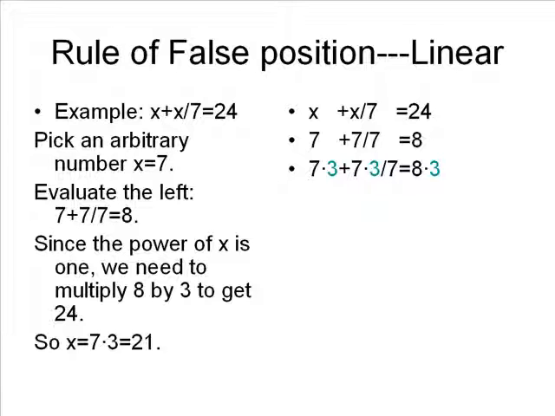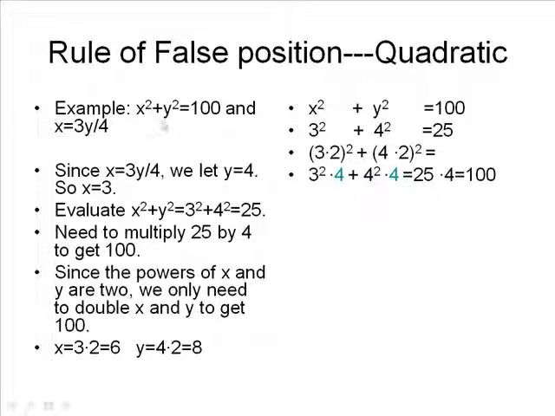Now let's look at a quadratic equation. Here the degrees of x and y are 2, and this is actually a system of equations. We start with the second. Today our method will be substitution, because we can replace x with 3y over 4 in the first equation to get rid of x, and we get a quadratic equation. Use the quadratic formula or factoring to get y, and then go back to the second equation to get x. At that time they were using the rule of fourth position.